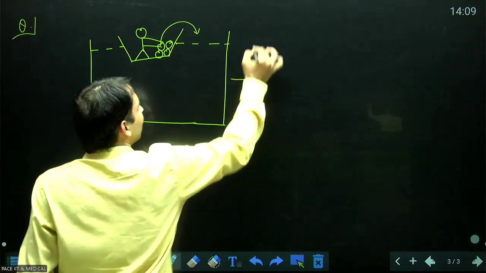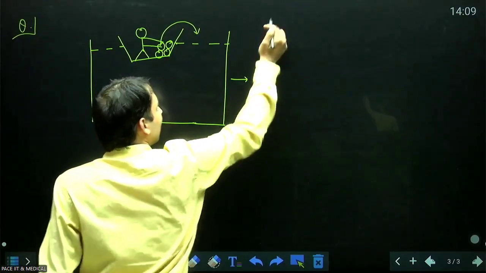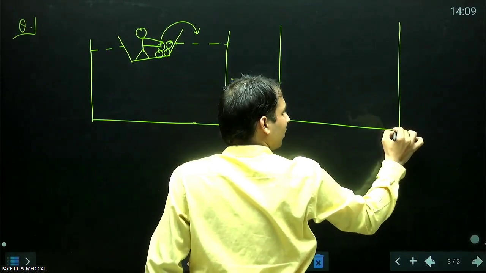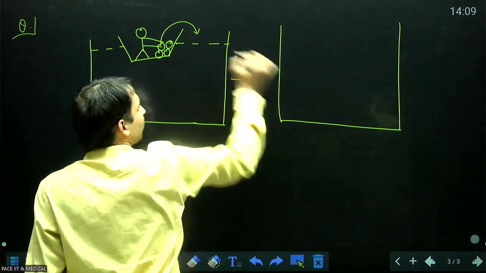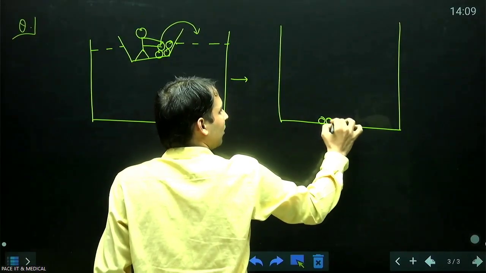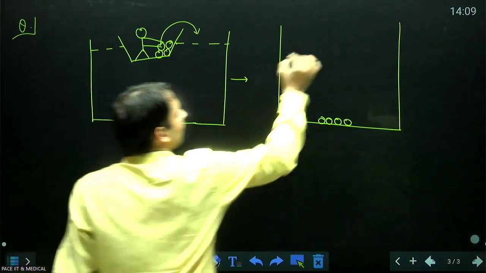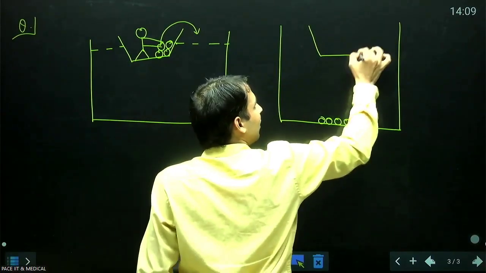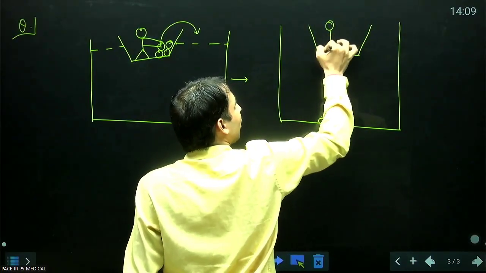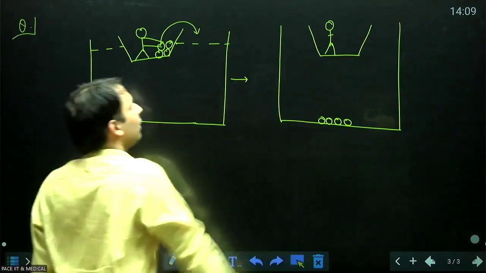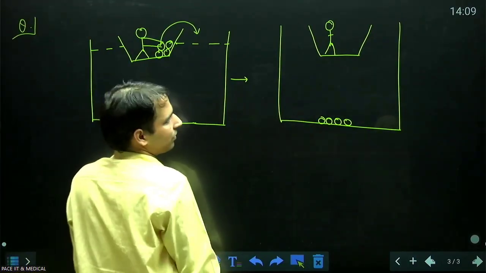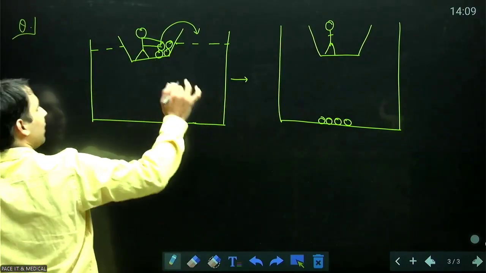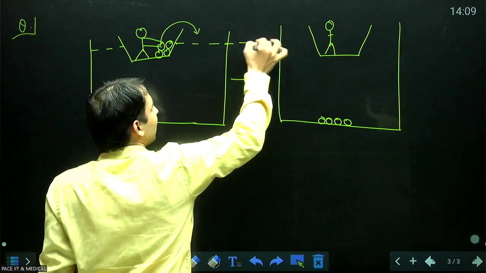So in the second scenario, this person throws all the stones into water, right? And the boat is now empty. The weight of this boat has been reduced. The mass of the boat has been reduced, right? So stones are thrown into water. Basically, we have to find what will happen to the level of liquid, right?